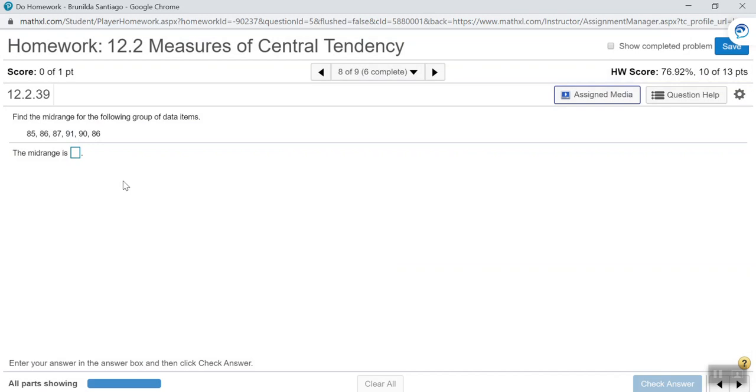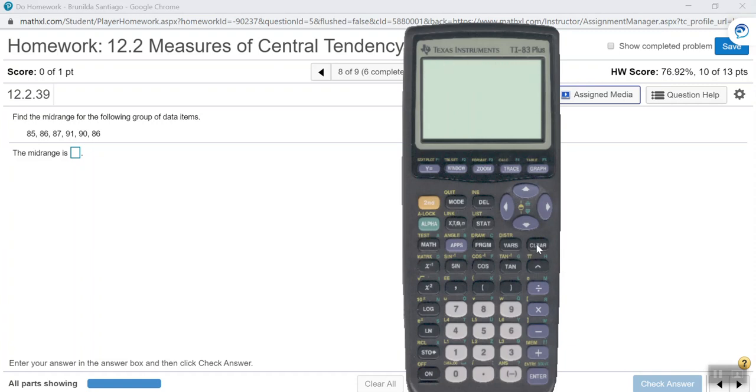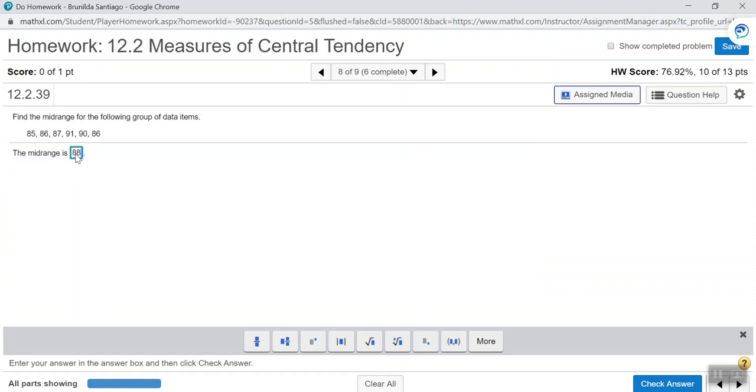Number 8, find the mid-range. So to find the mid-range, all you do is add the lowest plus the highest. So the lowest here seems to be 85, so we'll add 85 to the highest, that seems to be 91. So you get that sum, and then you divide that by 2. And the mid-range is 88. Mid-range is 88.